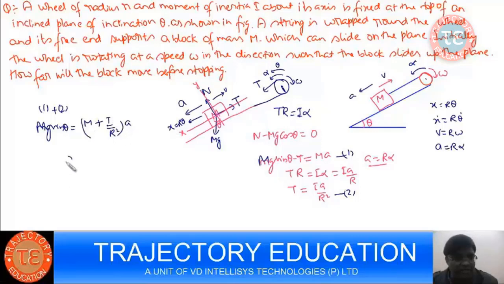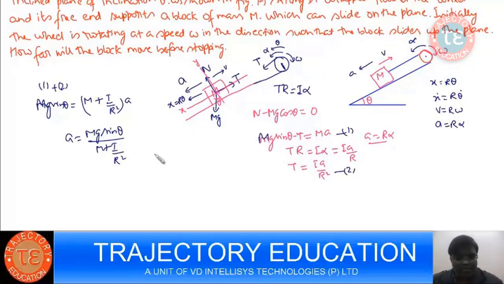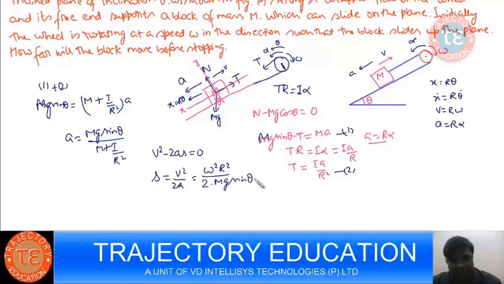So it's M plus I upon r square times a, and a is mg sin theta upon M plus I upon r square. Okay, so the distance covered is going to be given by this relation. V square is omega square r square. In the beginning V was omega r, and this is going to be 2mg sin theta upon, okay, this is going to be the distance traveled till the mass comes to rest. So we can do this problem. This is also an example of rotation about a fixed axis.